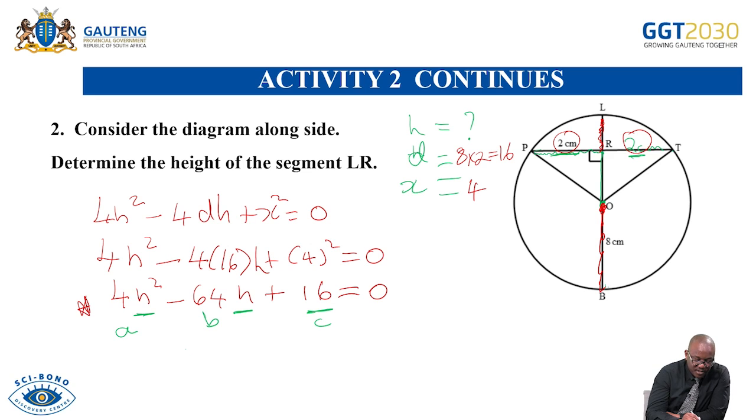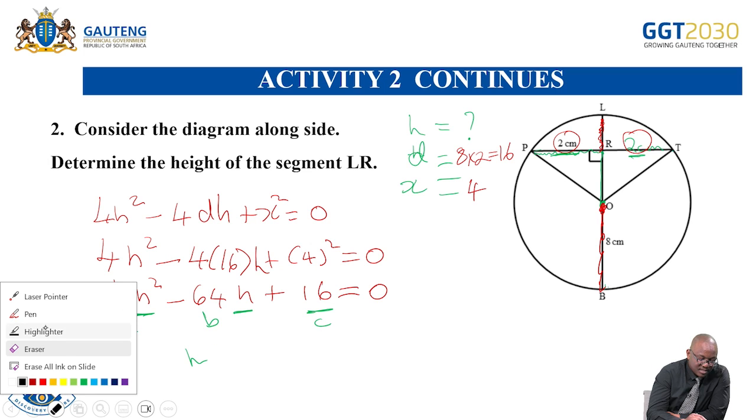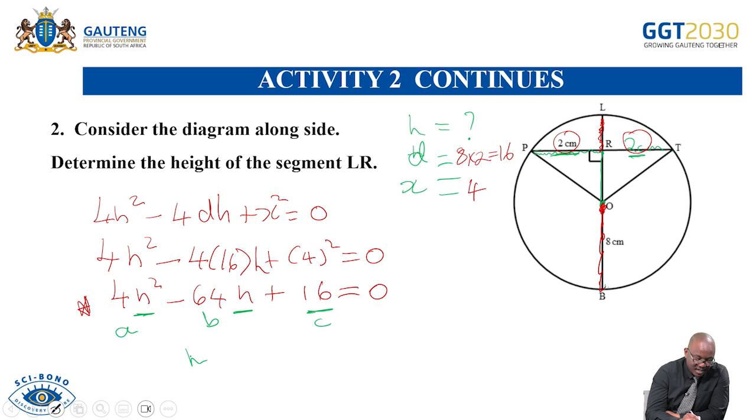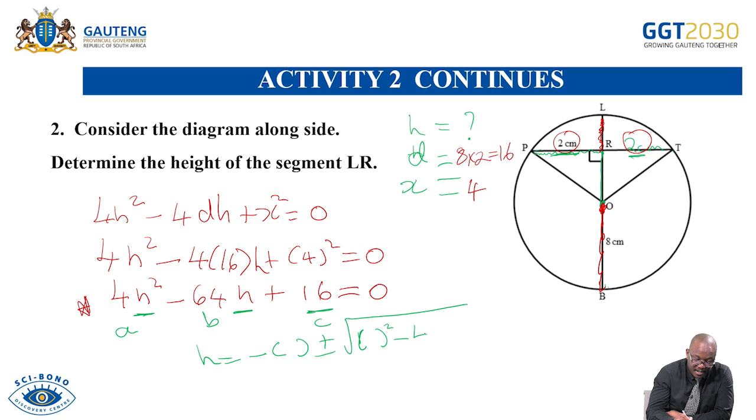So in quadratic formula, in terms of h, we know that your quadratic formula is this. Now we are doing it in terms of h. We can't put x because now we are looking for h. So now, substituting in our quadratic formula, we know that we are having minus b plus or minus the square root of b squared minus 4ac all over 2a.